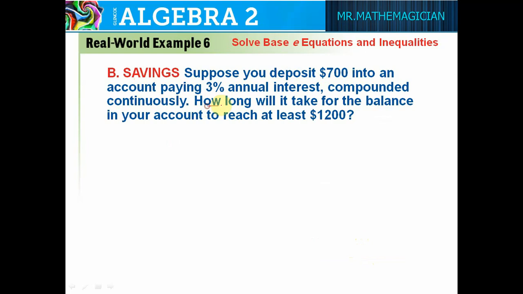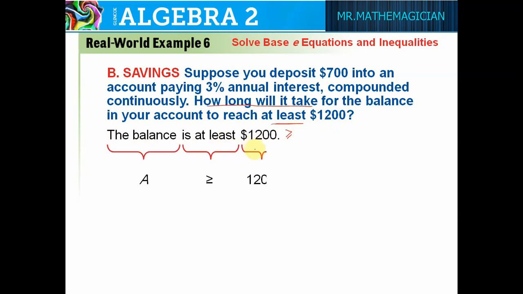Now suppose you deposit the same amount 700 into an account paying 3% annual interest compounded continuously. How long will it take? Means I'm asking about the time. How long will it take for the balance in your account to reach at least, means greater than or equal, $1,200. So the balance is at least $1,200. So we need the A to be greater than or equal 1,200.